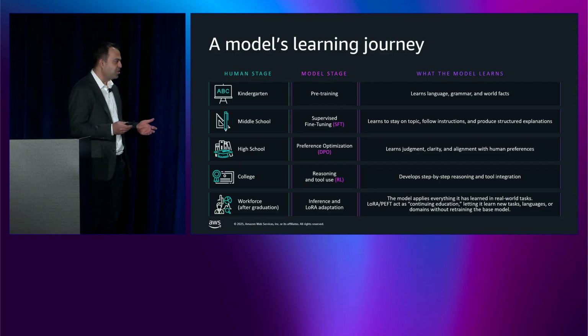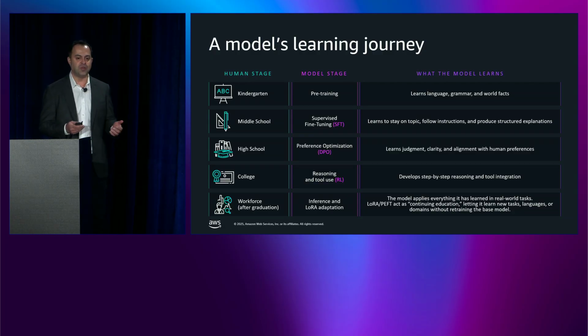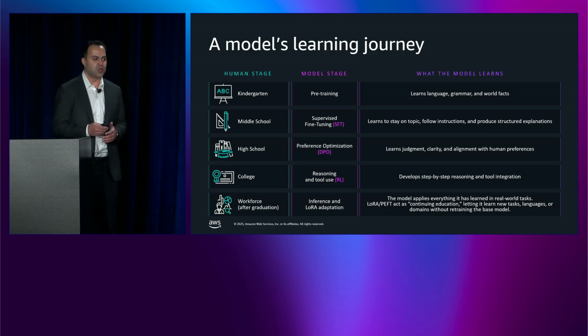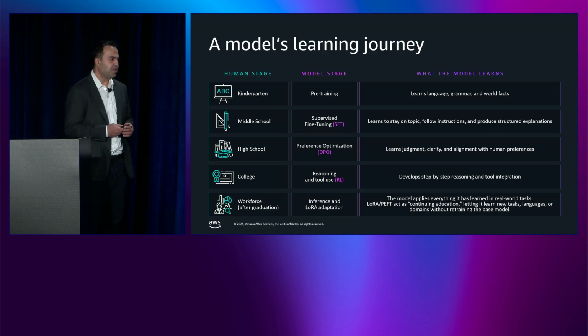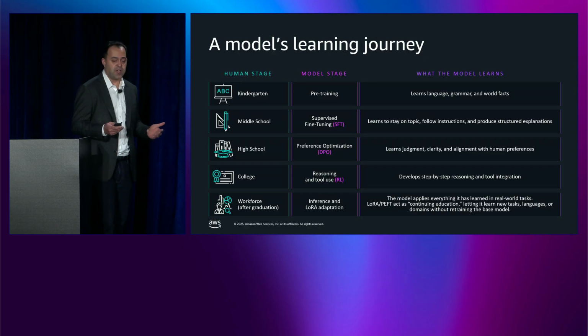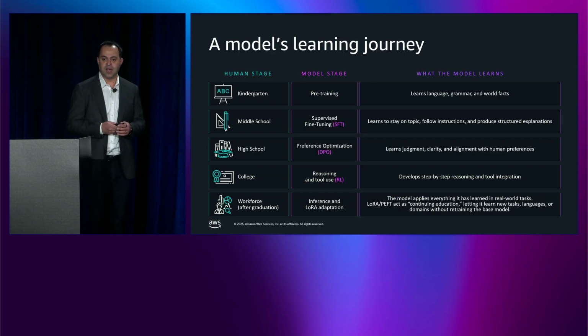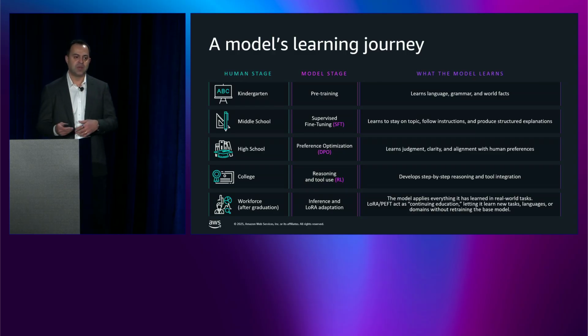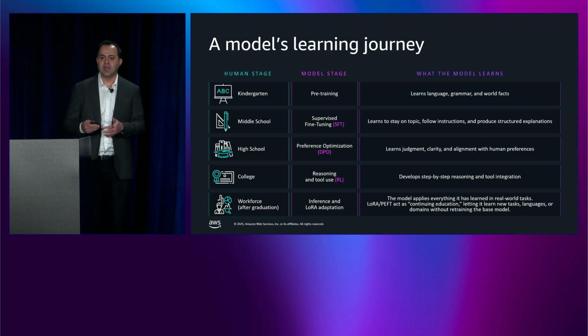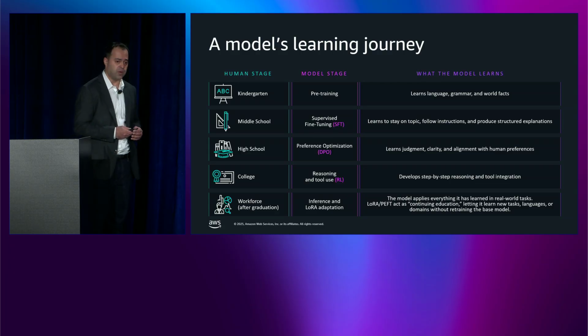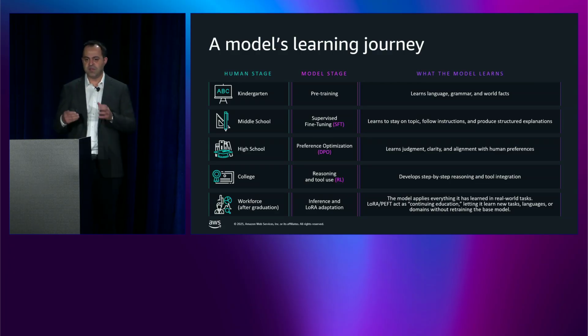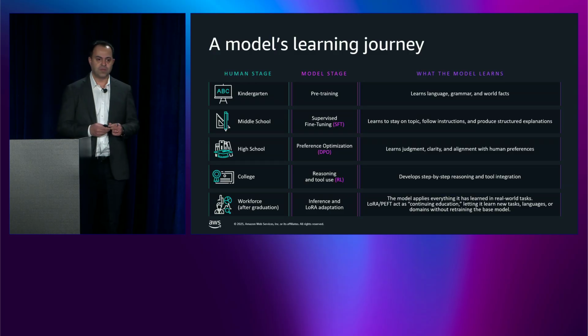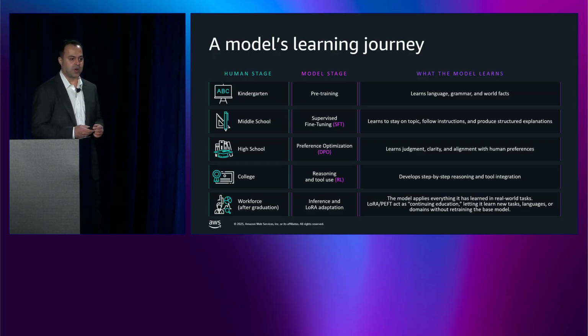Now, after graduation in the workforce, the model has to switch from learning to doing. At this point, the model has to apply whatever it has learned to real-world tasks. Now, much like many of us professionals who like to continue taking educational courses while we are working, models can still continue to learn through techniques such as LoRA and parameter-efficient fine-tuning. Models can continue to learn even when they're out there deployed in production without having to retrain the base model.